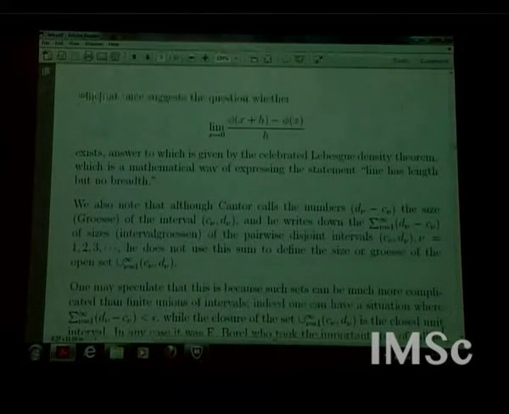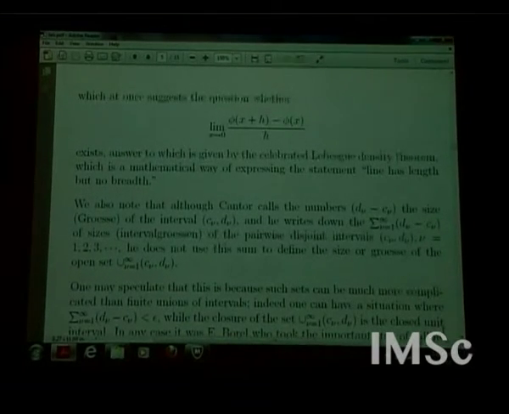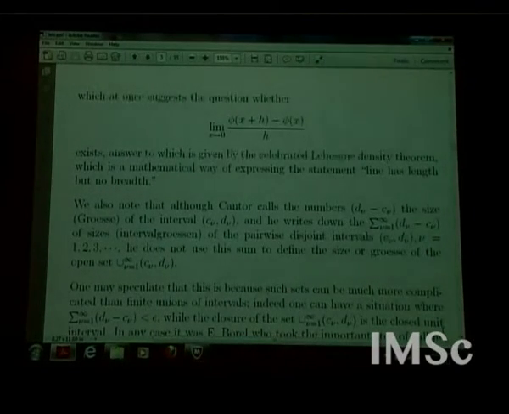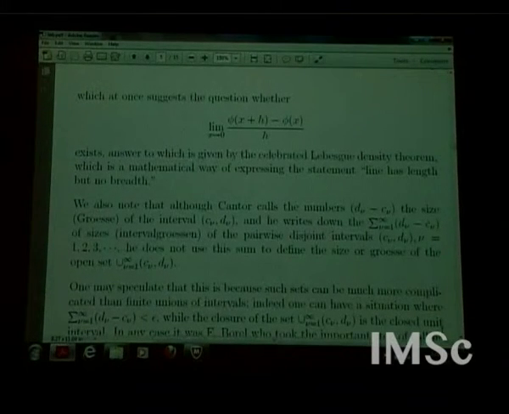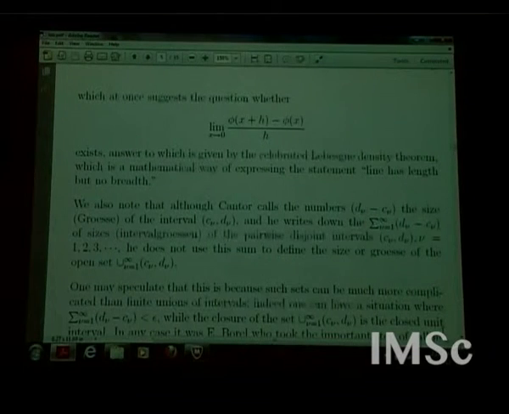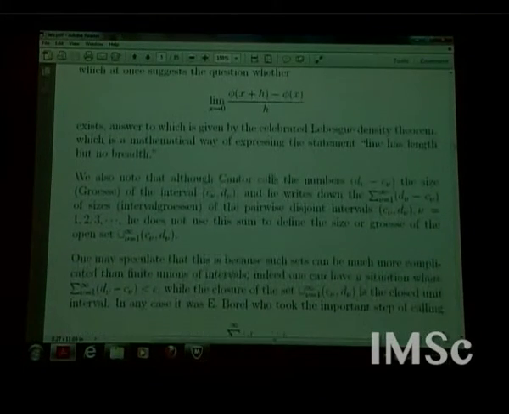Now, interestingly, you also note that although Cantor considers the numbers d nu minus c nu, the size of the interval c nu to d nu, and writes down these sums, the summation from nu equal to 1 to n of d nu minus c nu, for pairwise disjoint intervals, he does not use this to define the size of the set. For open sets with countably many intervals, he doesn't want to define length. It was Borel who took that measure step.